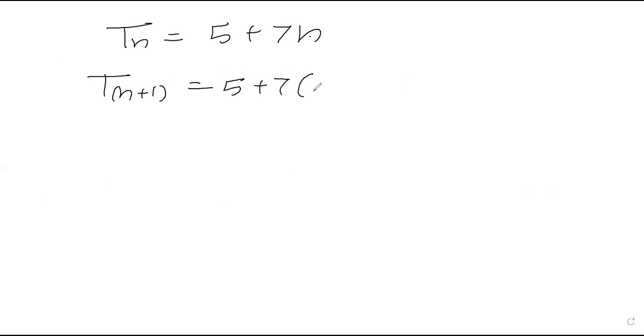So now again, Tn of an AP is given as 5 plus 7n. You have to show that it is an AP. So what do you have to show? That the difference between the term and the previous term is constant. So I'll find the Tn plus 1 term.